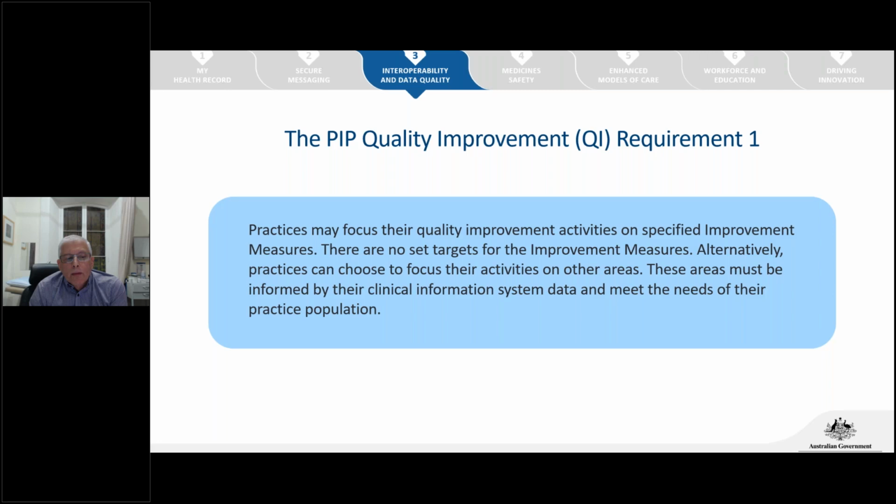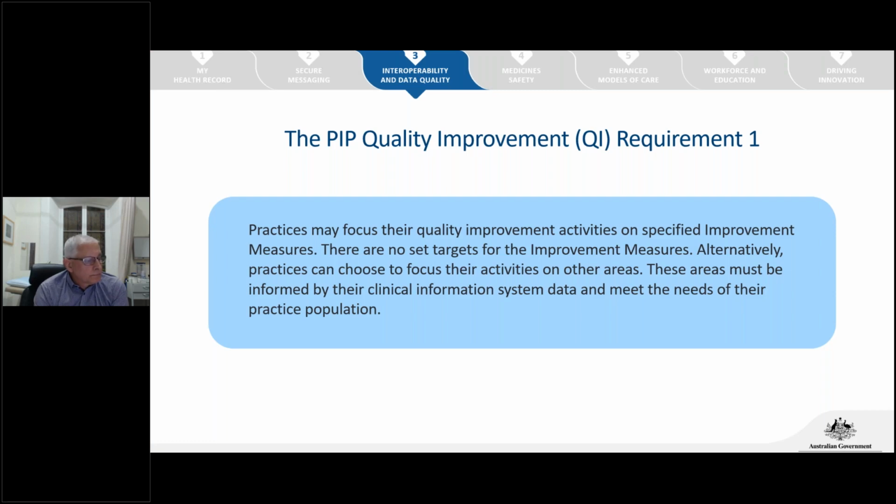So the QI PIP, or the Practice Incentive Payment Quality Improvement, may be familiar to you as well. This is essentially an incentive that rewards practices for participating in continuous quality improvement activities in partnership with their local primary health network. Practices get to choose where they focus their quality improvement activities, and there are specific improvement measures which we'll look at in a moment.